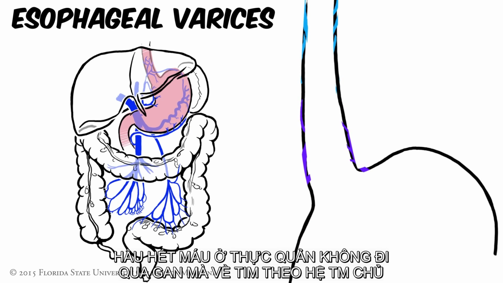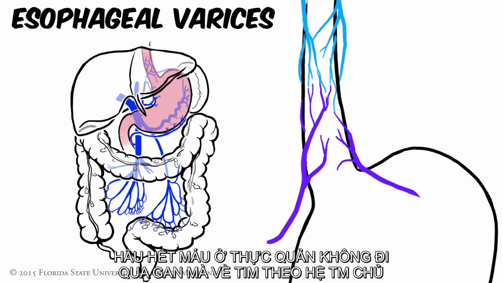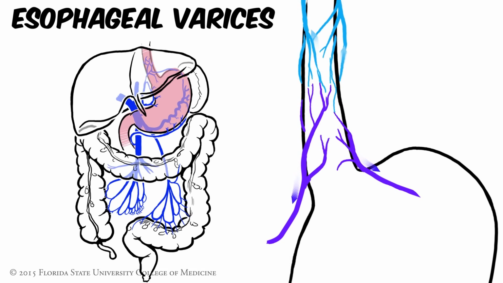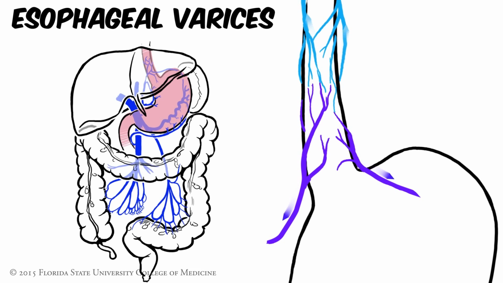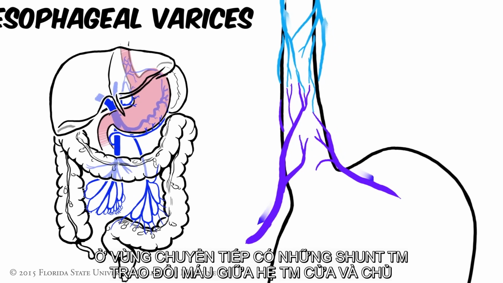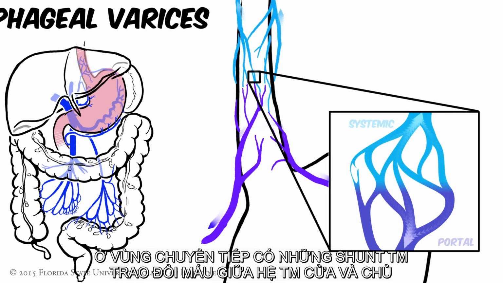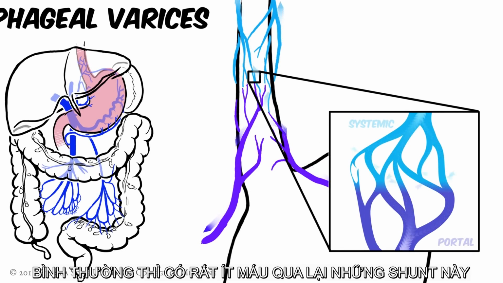Blood from most of the esophagus does not pass through the liver, but is transmitted to the heart by the caval system. However, the distal portion of the esophagus does send its venous blood inferiorly to join the portal system. In the region where this transition occurs, there are venous channels that connect the portal and caval systems. Under normal circumstances, there is very little backflow through these interconnecting channels.